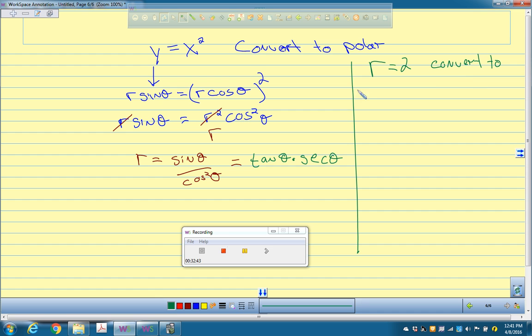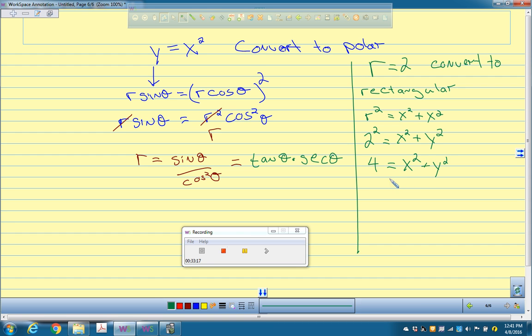Convert to rectangular xy form. Rectangular. What's r equal to? What's r squared equal to? r squared equals x squared plus y squared. So if I know that r is equal to 2, what's 2 squared? 2 squared is equal to x squared plus y squared, or 4 equals x squared plus y squared.